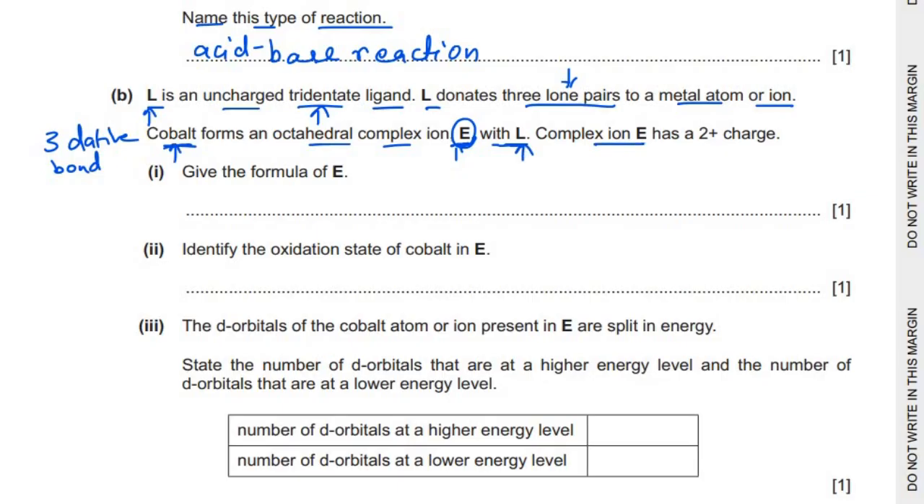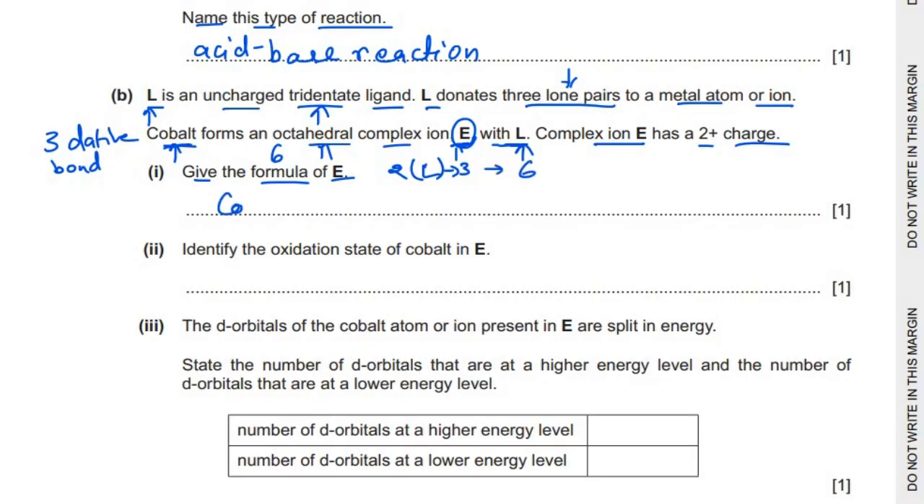Now complex ion E has a 2+ charge. Now give the formula of E. If we know that L is a tridentate ligand forming 3 dative bonds, and it is an octahedral complex, an octahedral complex has 6 total dative bonds. So that shows that the L used are 2. That is, 2 L ligands will form 3 dative bonds each, forming a total of 6.